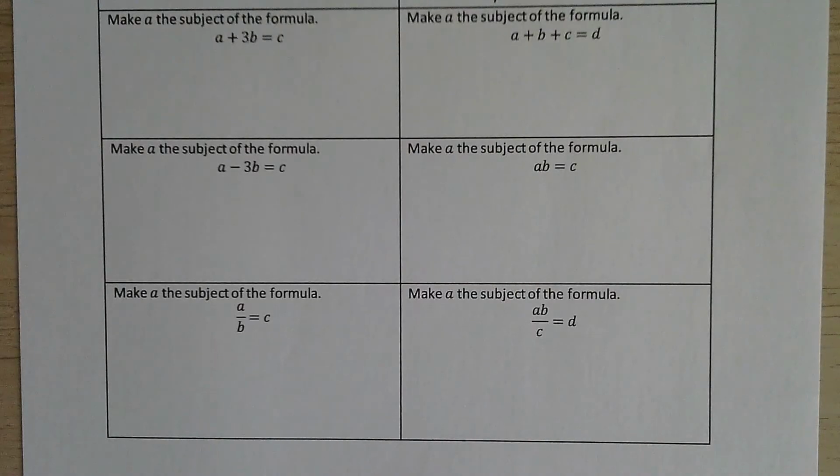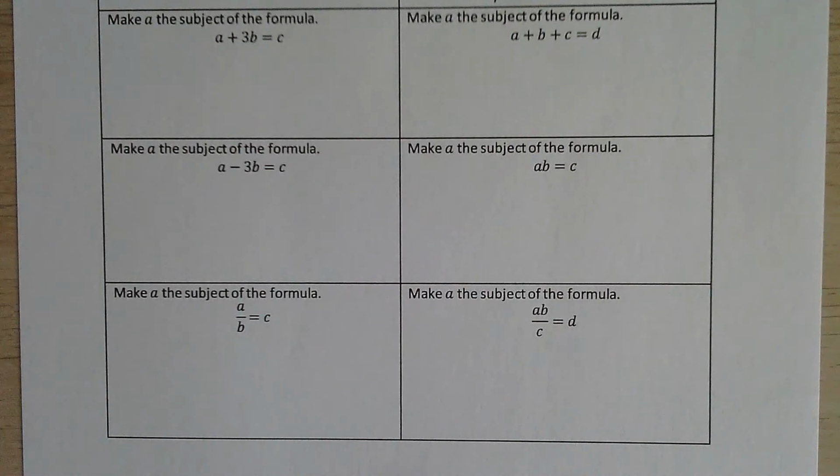Our next set of questions focus on rearranging formulae. This question says, make A the subject of the formula where A plus 3B equals C. At the moment, C is the subject of the formula because it is the variable that is isolated by itself on one side of the formula. What we need to do is to isolate A so it is by itself. So our final answer should look like A equals and then some algebra after that.